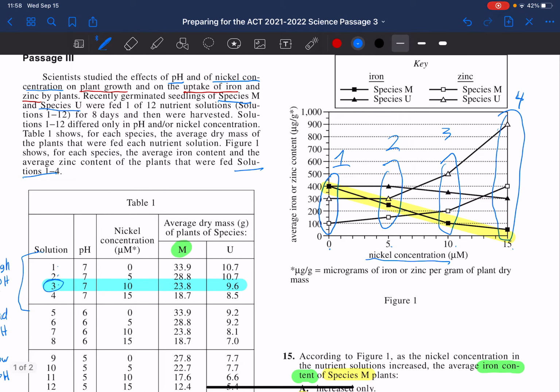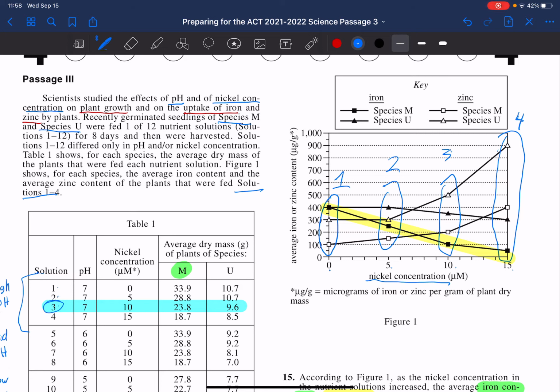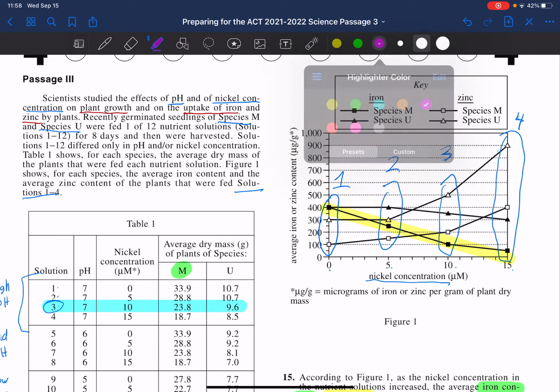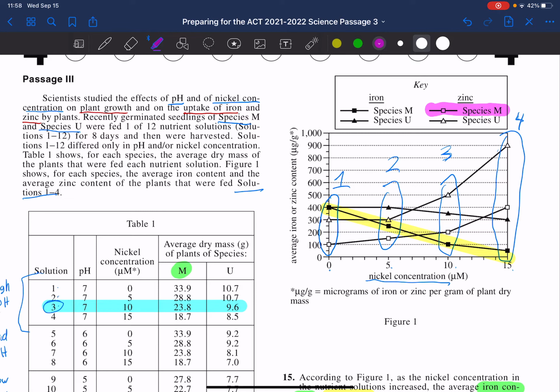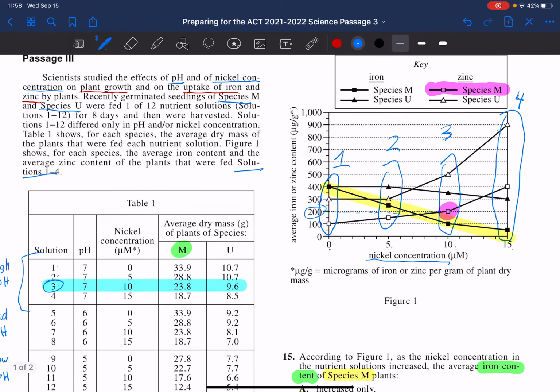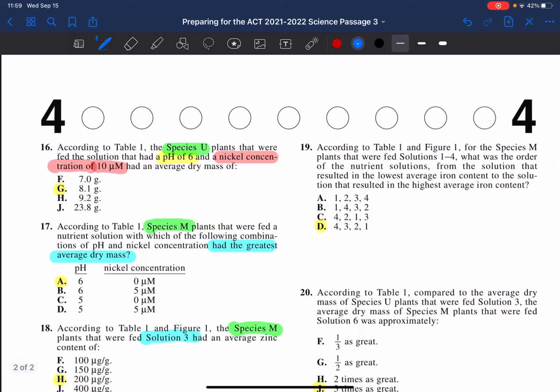And so now, going to our graph, again, solution 3, that's these numbers right in here. And so what we want is species M, the zinc concentration. So that is this right here. So that is the open square. So this is the point that I'm interested in. So I want to figure out, all right, how much is that? So I trace that over, and that gives me a value of 200. So that's why the answer was letter H.